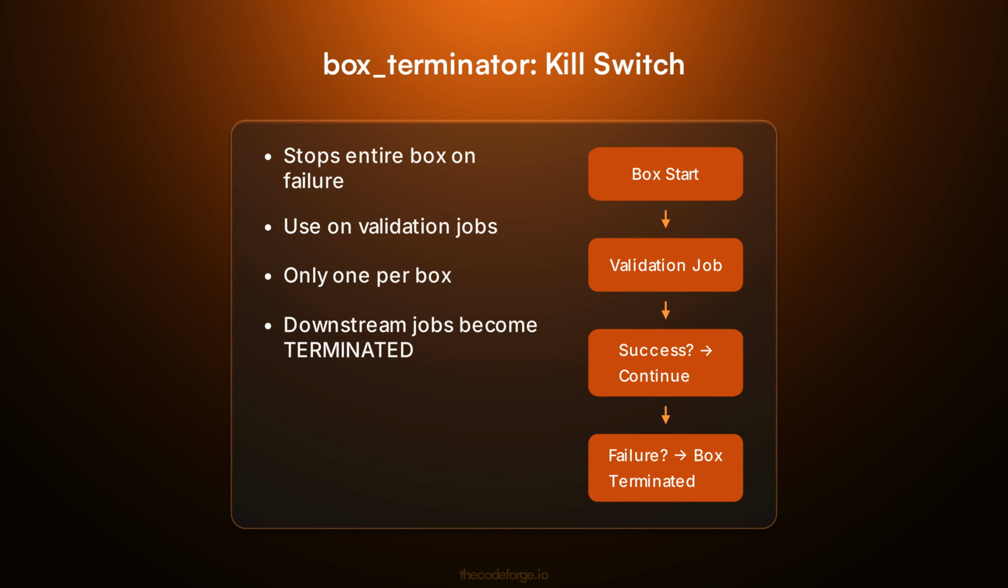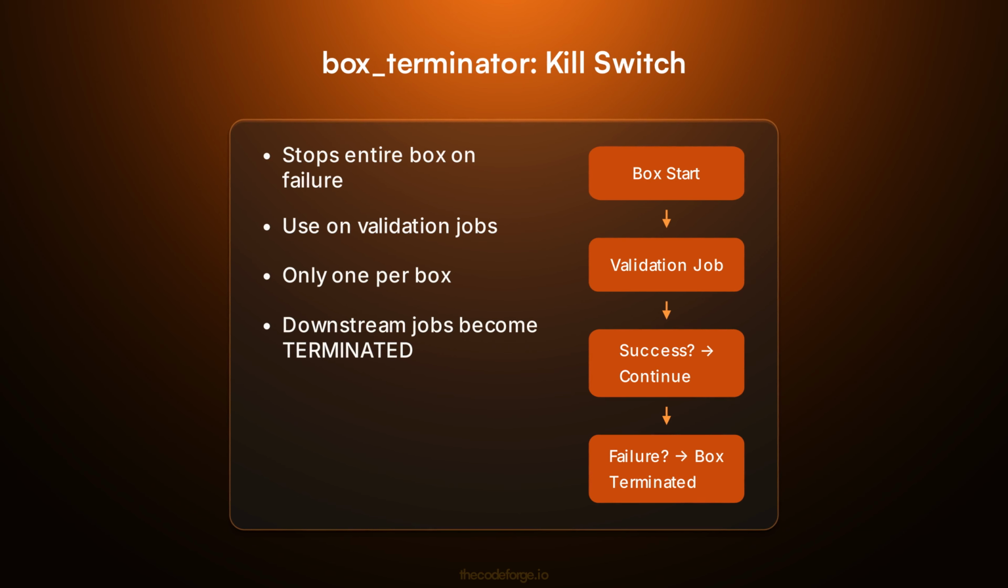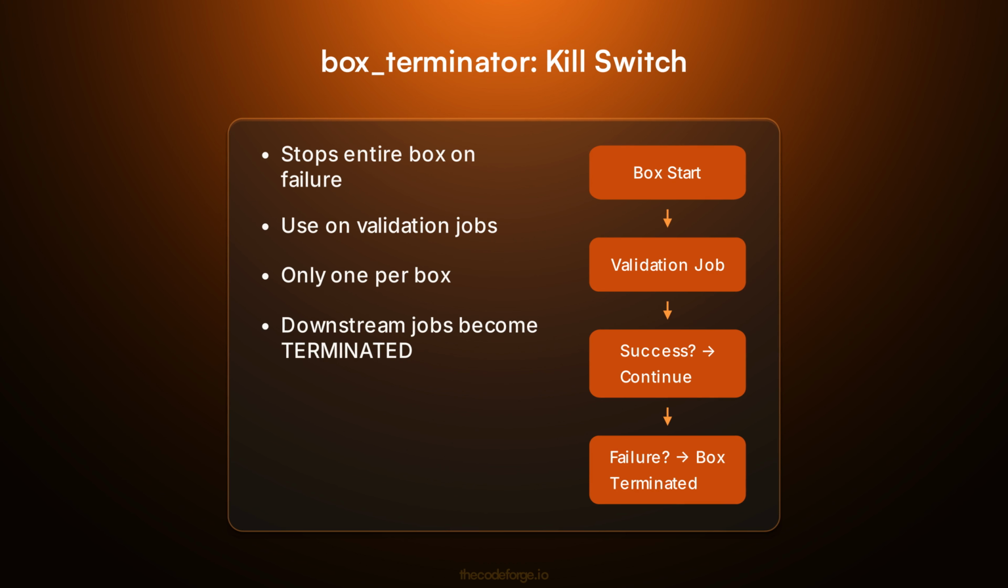Box terminator 1 marks a job as the kill switch for its parent box. When that job fails, AutoSys immediately terminates the entire box. All pending inner jobs move to terminated state. This is essential for validation jobs. If input is corrupt, there's no point running downstream jobs.